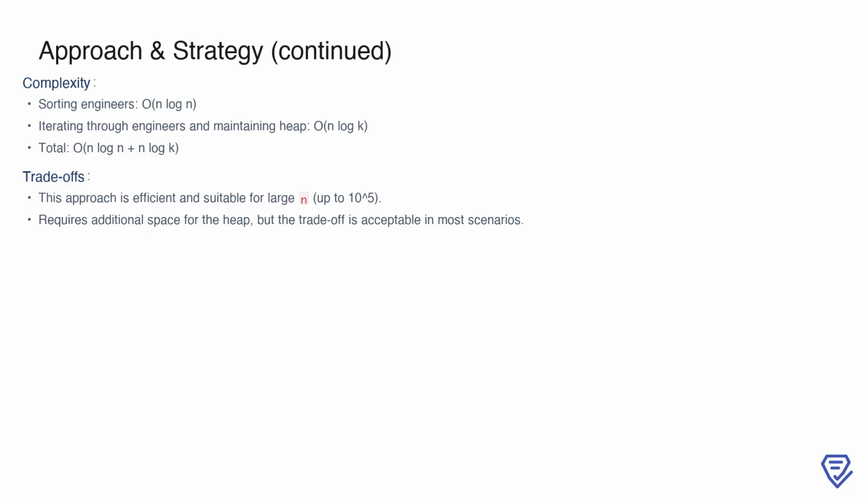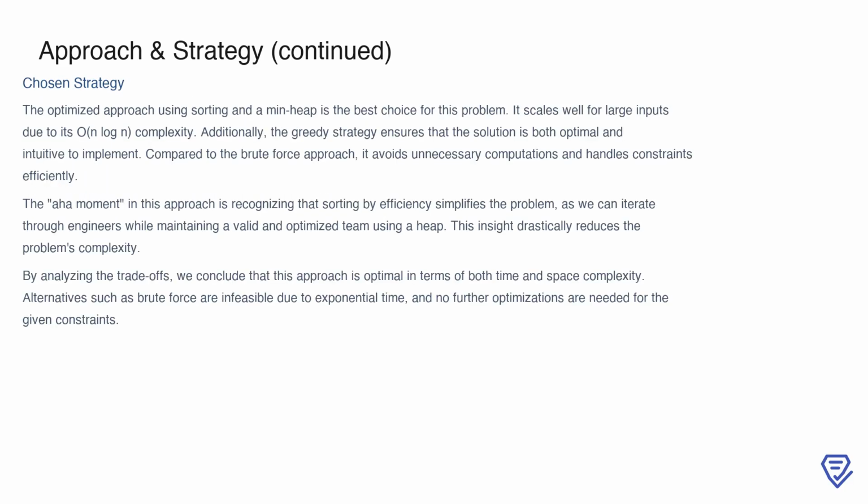Of course, this method requires additional space for the heap, but this trade-off is acceptable in most scenarios given the significant reduction in computational time. This efficiency makes the approach ideal for competitive programming tasks, where both time and space constraints are critical. The optimized approach using sorting and a min-heap emerges as the best strategy for this problem. Its O(n log n) time complexity ensures that it scales effectively for large inputs, while the greedy nature of the solution guarantees optimal results.